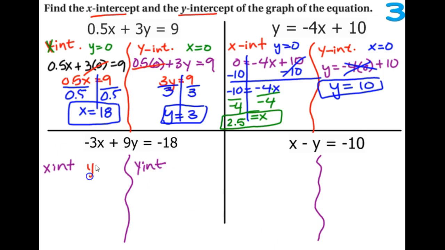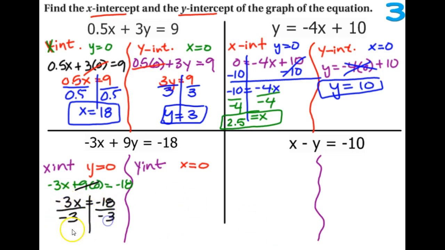For our x-intercept, y is 0. For our y-intercept, x is 0. Let's plug it in. First, y is 0, so we have negative 3x plus 9 times 0 equals negative 18. Well, that makes 0, so we have negative 3x equals negative 18. And divide by negative 3. Two negatives multiply or divide to make a positive. 18 divided by 3 is 6.